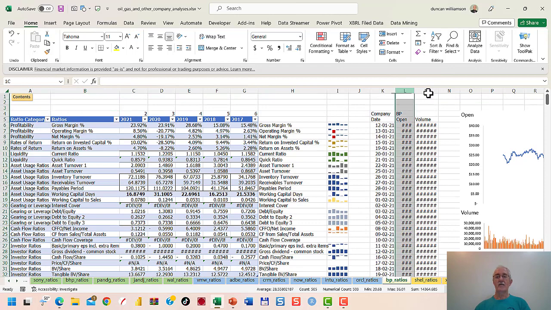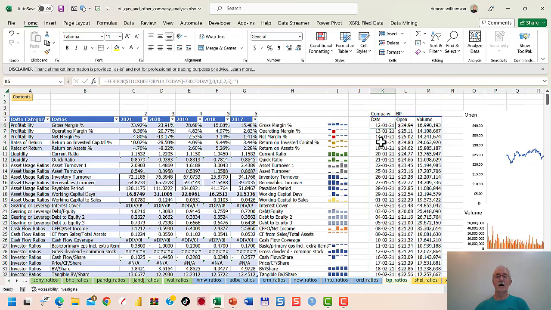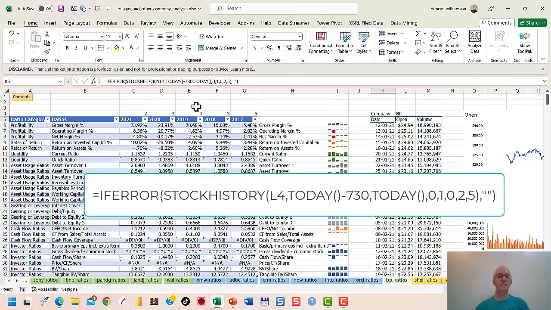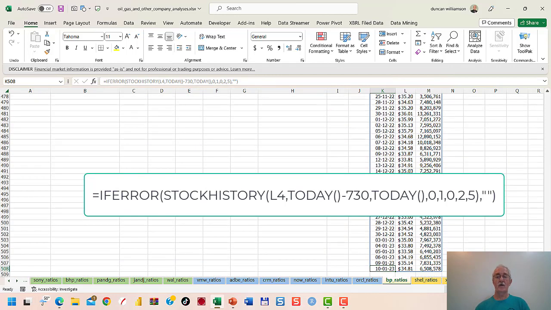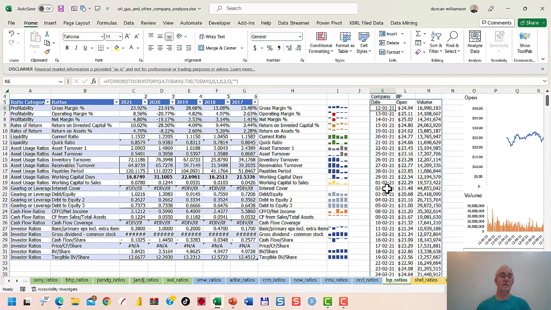Here I've got my stock history data, and it's working for BP. I've asked it to look at the stock prices for the last 730 days, starting with today. This is why it's always up to date. So it's gone back to the 12th of January, 2021, 730 days ago, and it goes all the way down to yesterday, the 10th of January, 2023. So you now know that the current share price for BP is 34.81, and it was 24.94 730 days ago.